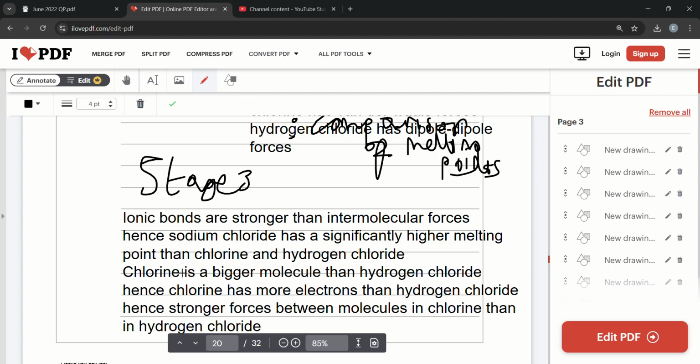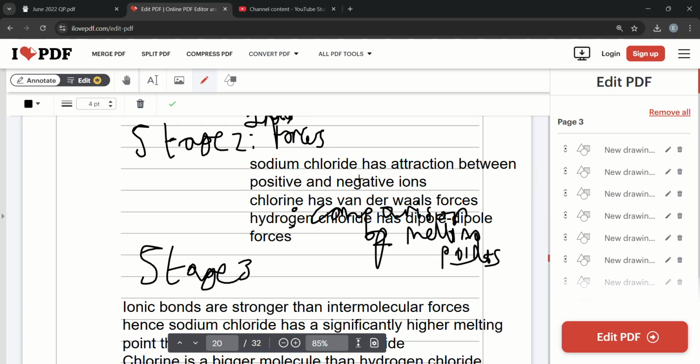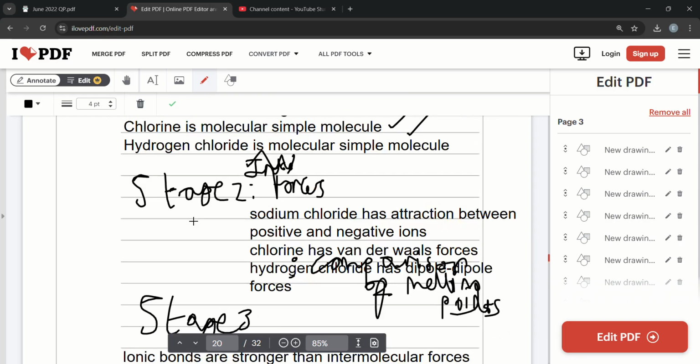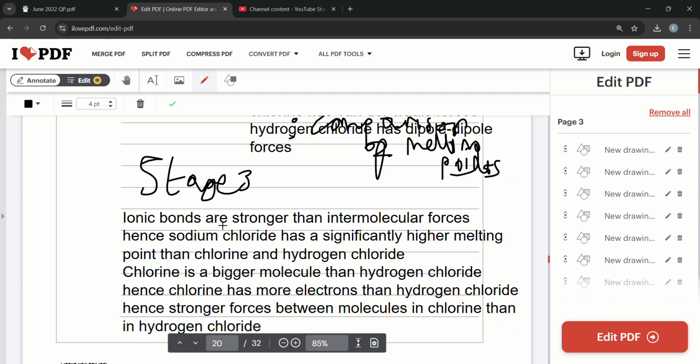And then stage 3, a comparison of melting points. Well, we know sodium chloride has attraction between positive and negative ions. Ionic bonds, which is an ionic lattice. Ionic bonds are stronger than intermolecular forces generally. Hence, sodium chloride has a significantly higher melting point than chlorine and hydrogen chloride.